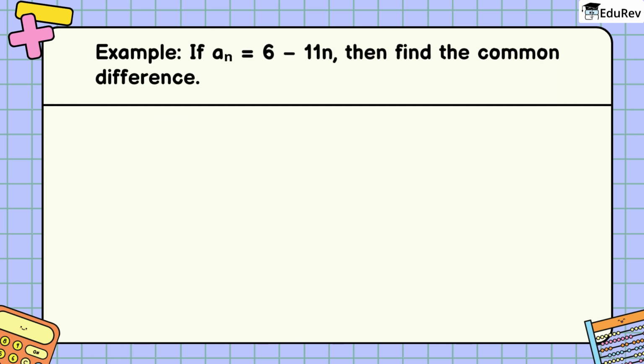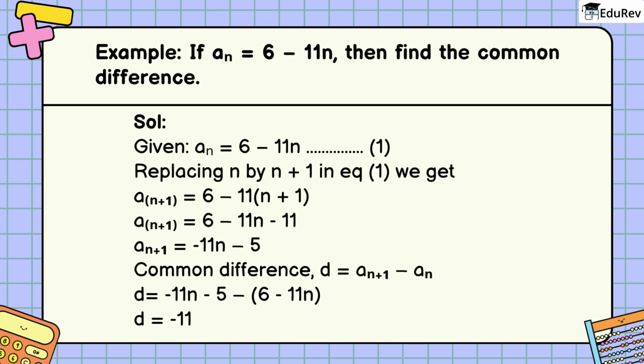In another case where an is equal to 6 minus 11n, we want to find the common difference. By replacing n with n plus 1, we can find a(n plus 1) is equal to 6 minus 11 times (n plus 1), which is equal to 6 minus 11n minus 11. The common difference would be d is equal to a(n plus 1) minus an is equal to (minus 11n minus 5) minus (6 minus 11n) is equal to minus 11.